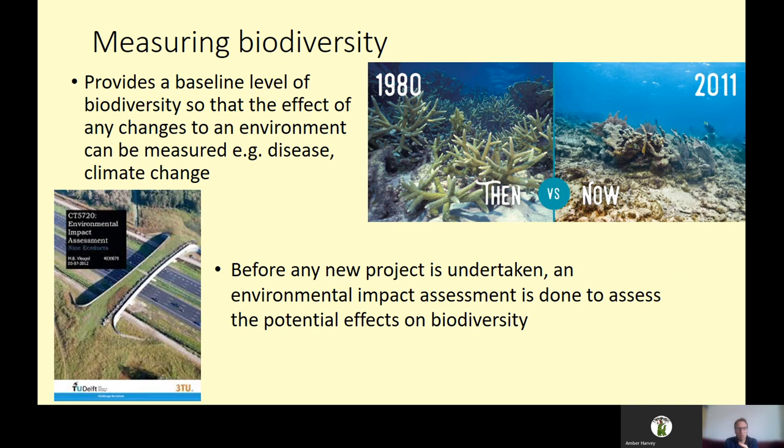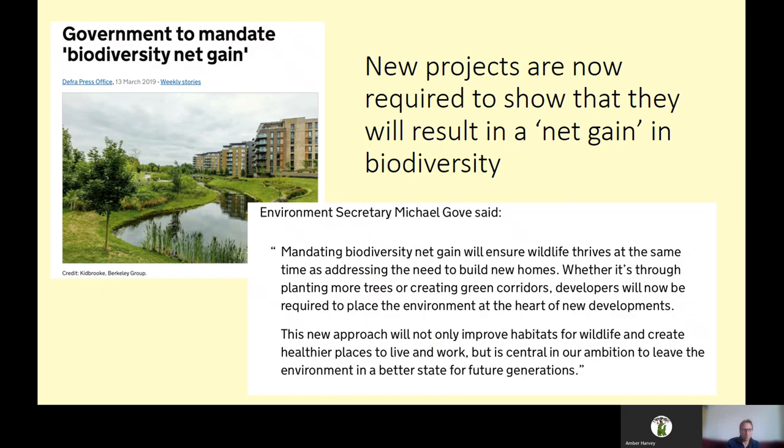And actually, this is really important now. When any new project is undertaken, any big building project, something called an environmental impact assessment has to be done, to assess the potential effects on biodiversity. Whether that's a housing project, so all of the new housing estates that are built around Haverhill always have to undergo one of these impact assessments, or building a bridge across the road. Anything that will be built on a greenfield site will have an impact assessment done. They have to show that they will result in a net gain in biodiversity.